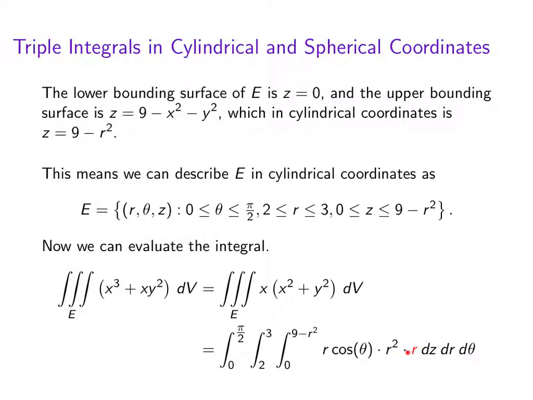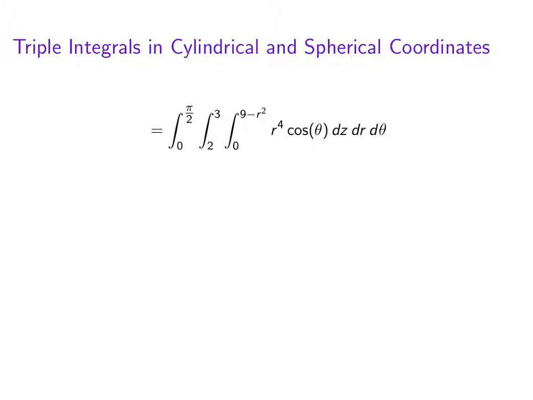And then why do we have this r? Same deal as always. That's our scale change factor that just has to go in when we convert from rectangular to cylindrical coordinates. And we're integrating in the order dz dr d theta, so the innermost integral will be dz. We'll simplify that, so the integrand just turns into r to the 4th cosine theta.